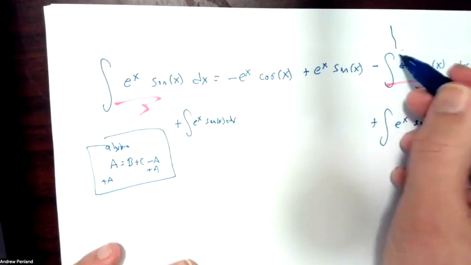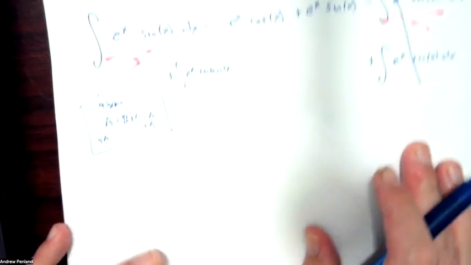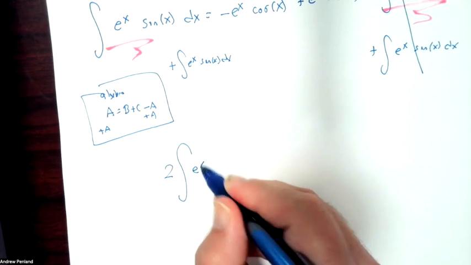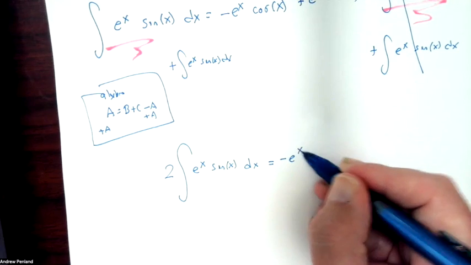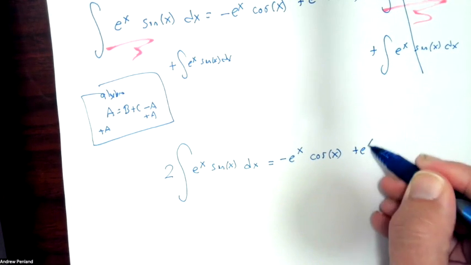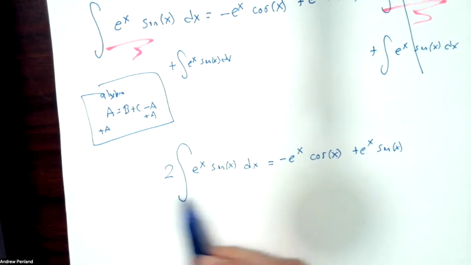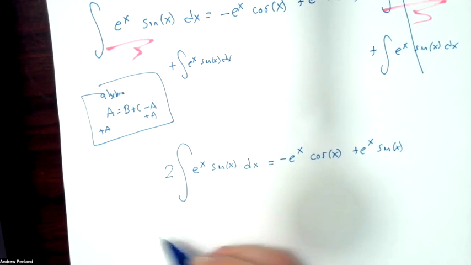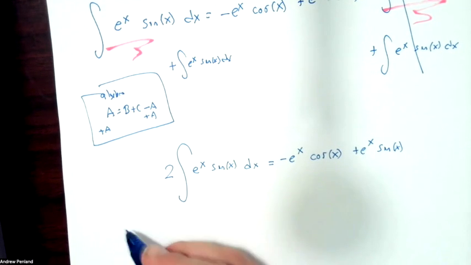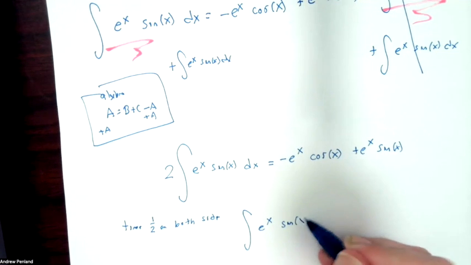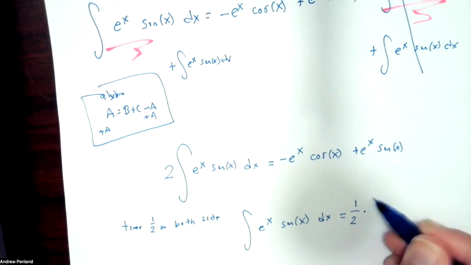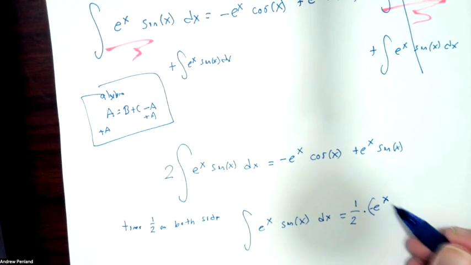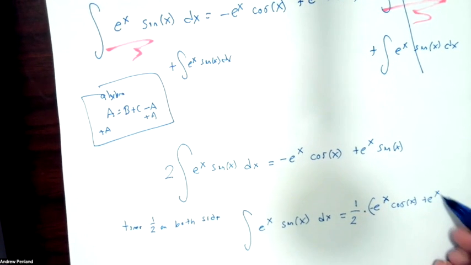Okay, so these cancel. Now I've got two of these, so this becomes 2 times the indefinite integral of e to the x sine of x dx is equal to negative e to the x cosine of x plus e to the x sine of x. And all I have to do to solve is divide by 2. So if I multiply both sides by 1/2, I get the indefinite integral of e to the x times sine of x dx is equal to 1/2 times negative e to the x cosine of x plus e to the x sine of x. And let me add on a plus C here.